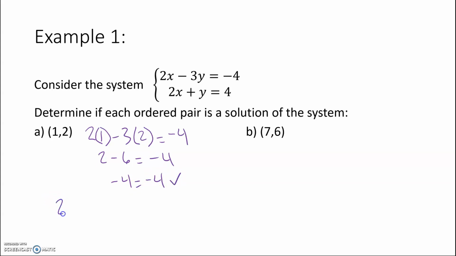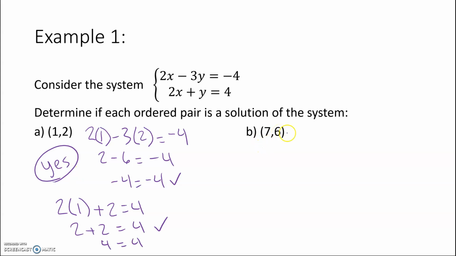And then the next one we have 2 times x plus y, which was 2. We want that to equal 4. So we've got 2 plus 2, and we do get 4. So it checks out in both. Yes, it's a solution.